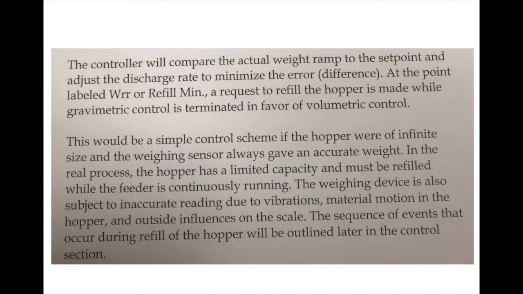At the point labeled WRR, or refill min, a request to refill the hopper is made while gravimetric control is terminated in favor of volumetric control. So they must have previously explained the difference between gravimetric and volumetric. Gravimetric is when the screw speed is being controlled by adjusting for this difference. Volumetric is when it makes its best guess as to what the screw speed should be in order to meet the right set point, and it just runs at that screw speed.